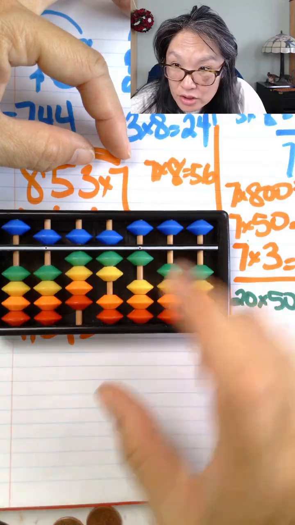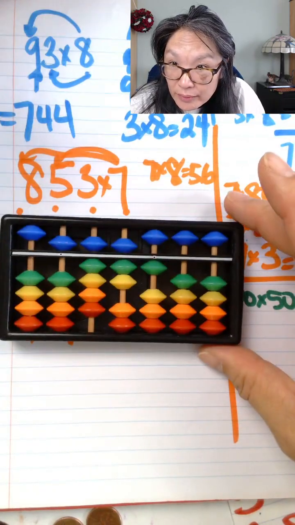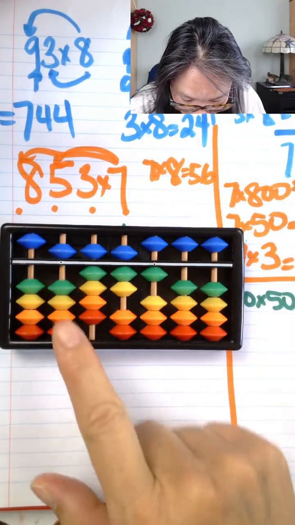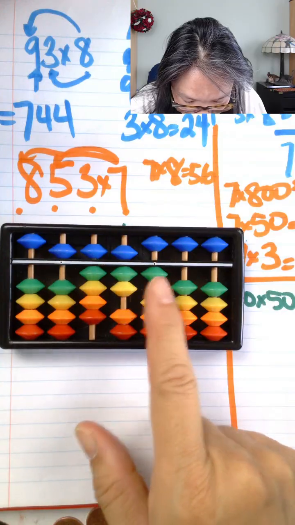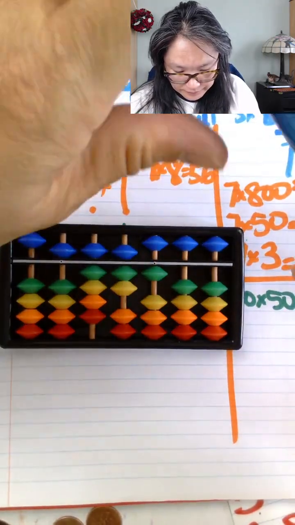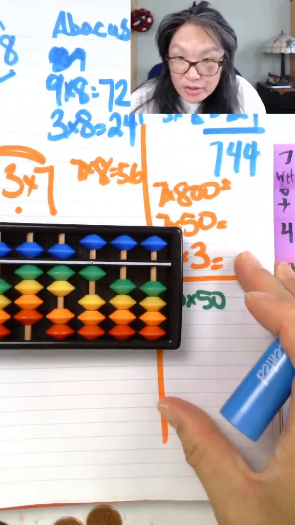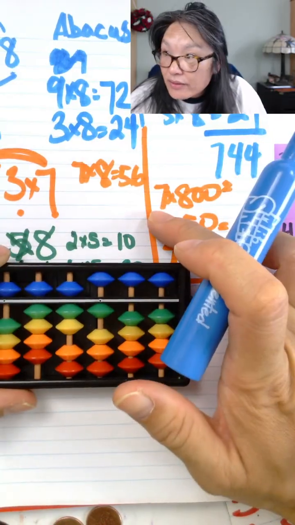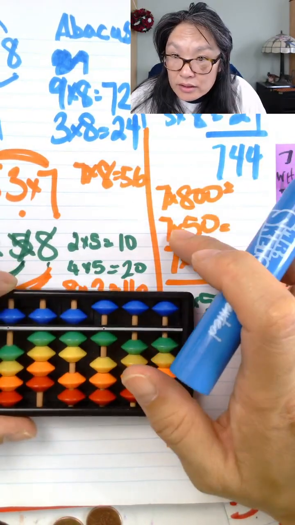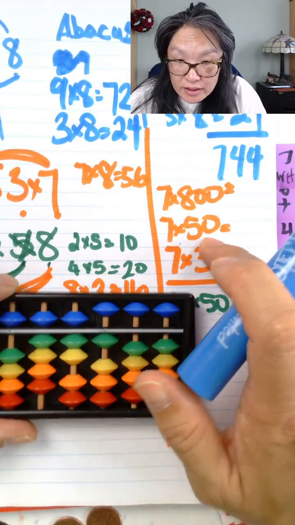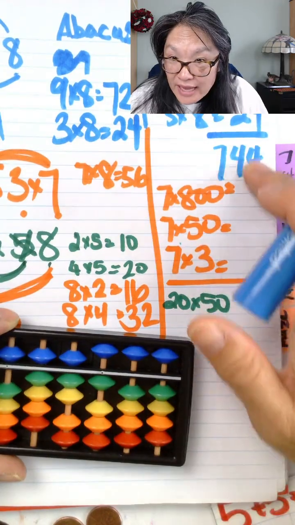Make sense? So what is our answer? My answer is 1,971. Yeah, but in mainstream math, what happens? They do this. 800, right? 7 times 800, and then they have to write it out. 7 times 50, and they write it out. And then they have to add it all together.